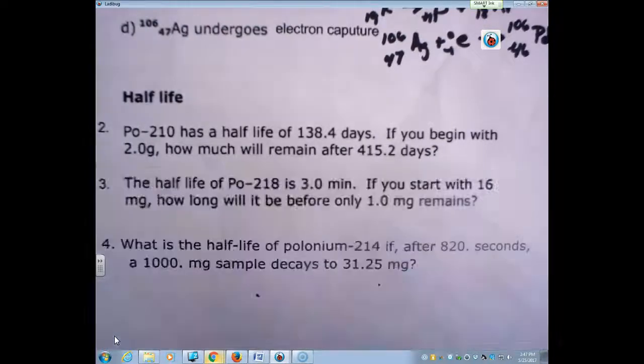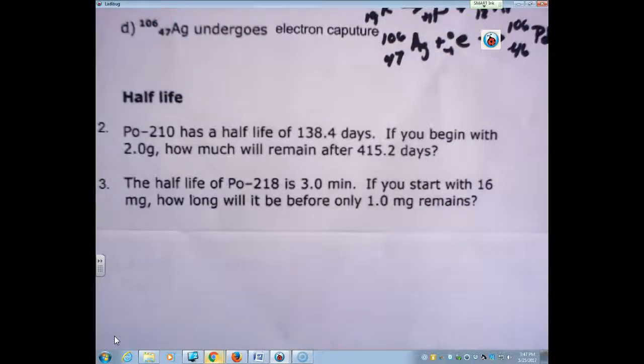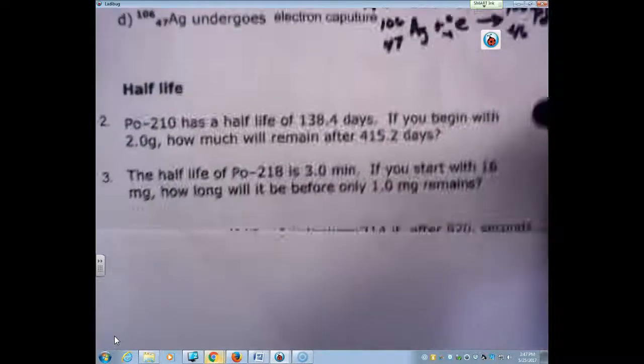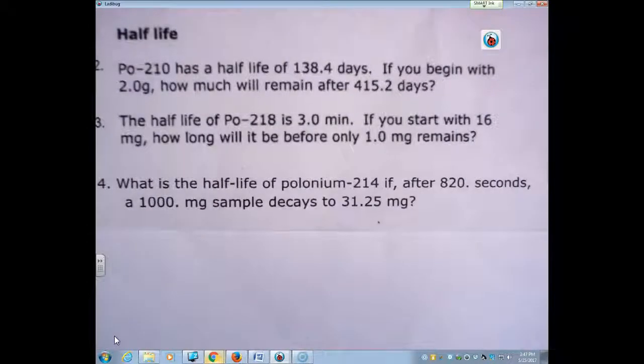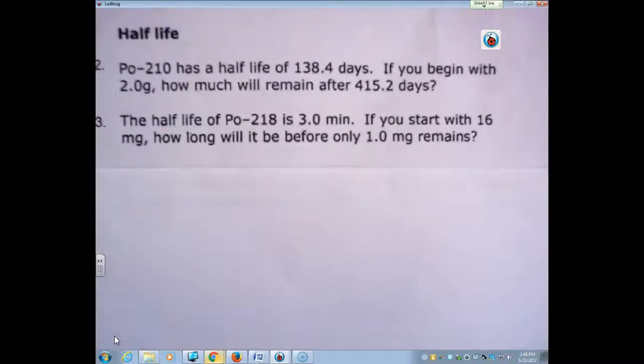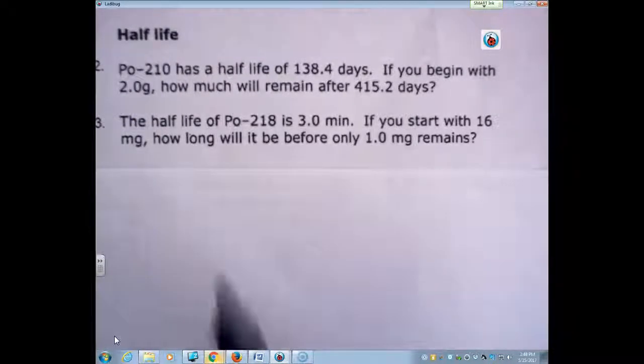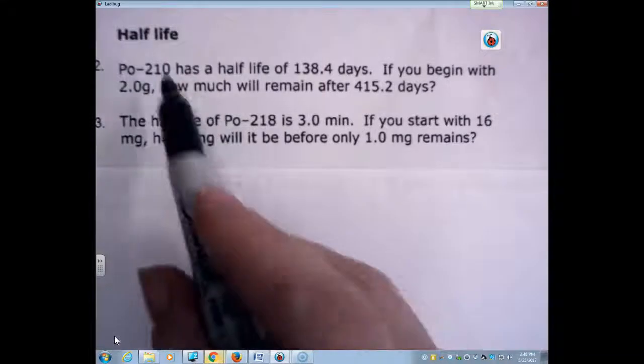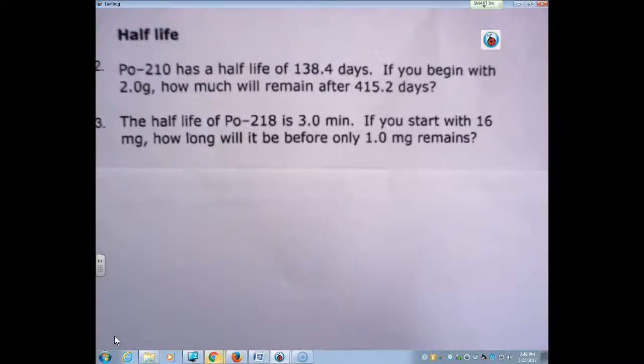Alright, then we have number 3. And number 3 is another problem dealing with polonium. This time we're dealing with polonium-218. So again, another isotope of polonium. This one has more neutrons than that one, but they have the same number of protons. So the half-life of polonium-218 is 3 minutes. If we start with 16 milligrams, how long will it be till we have 1 milligram? So we're looking for the total amount of time.